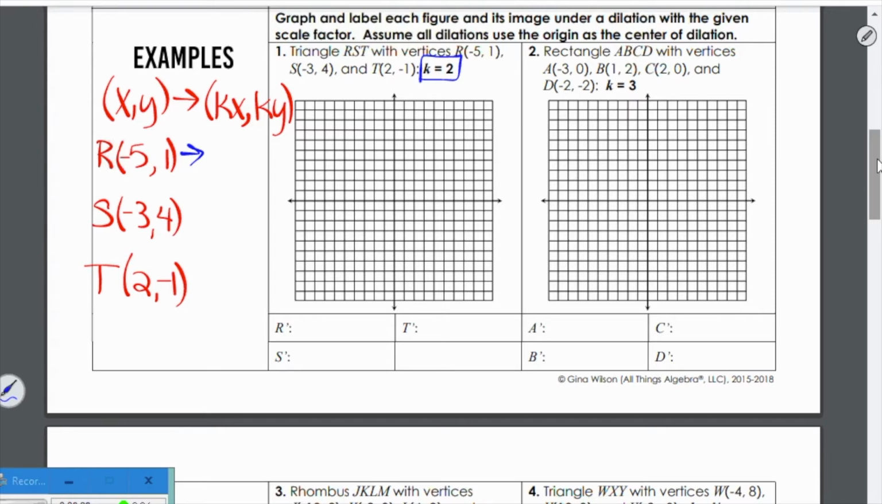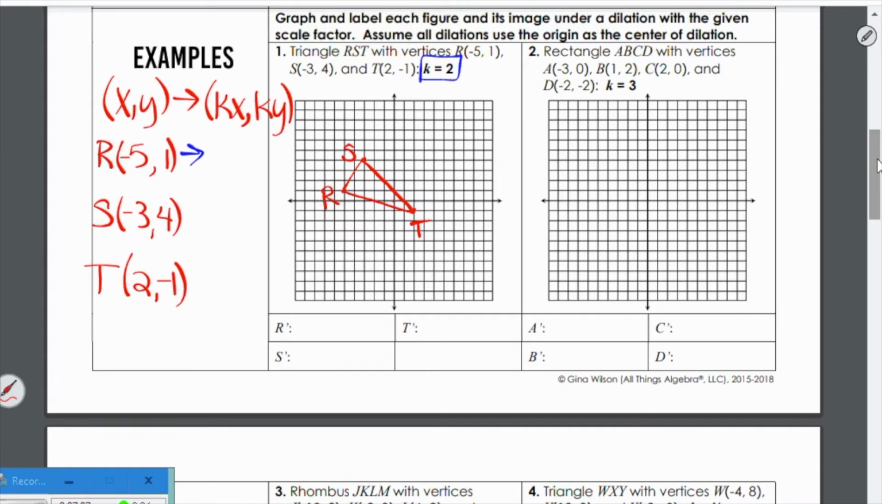But before we do that, let me go ahead and graph my original shape. So here's my origin. So -5, 1, 2, 3, 4, 5, 1. Okay, so there is R. And S is -3, 1, 2, 3, 4. So there's S. And T is 2, -1. So I'm going to erase that origin just so it doesn't confuse us. But I'd like to see it. 2, -1. Okay, so there's T. And I'm going to do the best I can drawing lines. I'm not great at that.